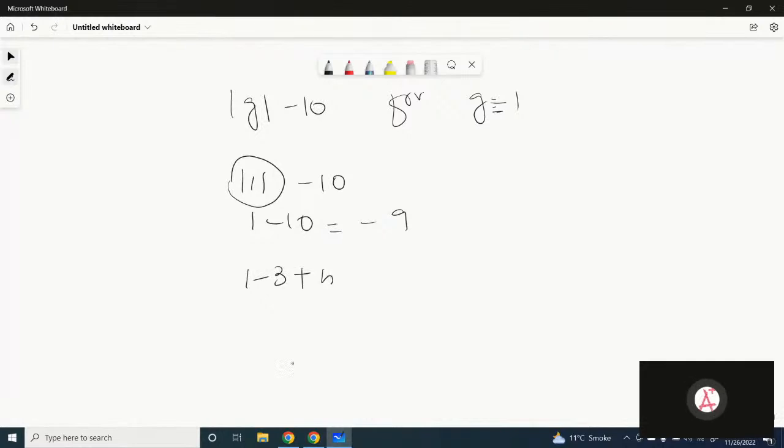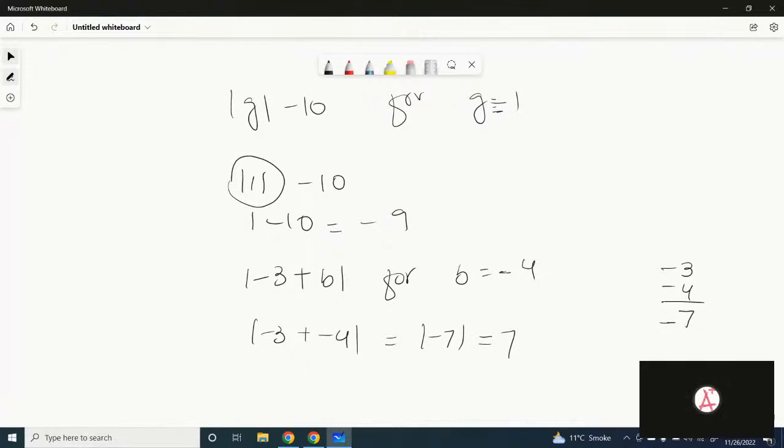Negative 3 plus b, and you have to calculate for b equals negative 4. Got it? Just replace the variable with the value. It would be negative 3 plus negative 4. So you have to add both. 4 plus 3 is 7, and it would be negative 7. Got it? You have to calculate the absolute value of negative 7, so it would be 7. Got it?